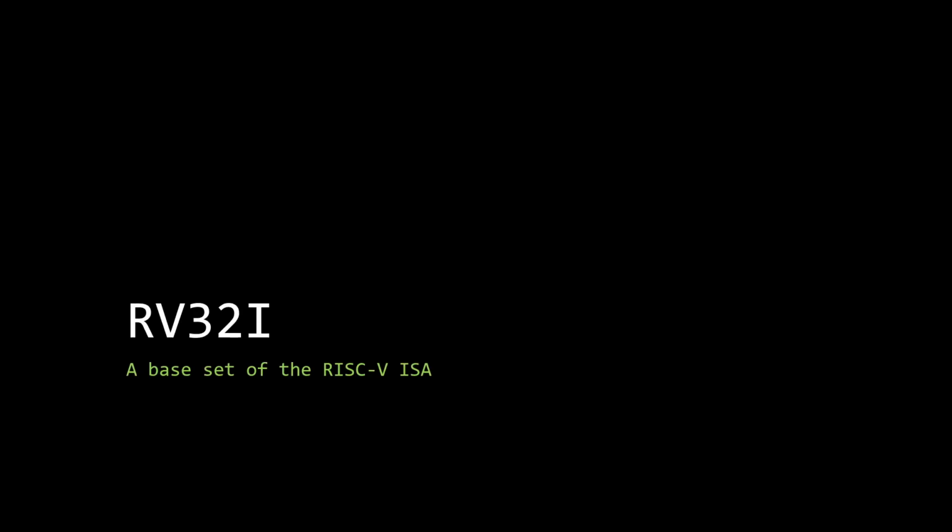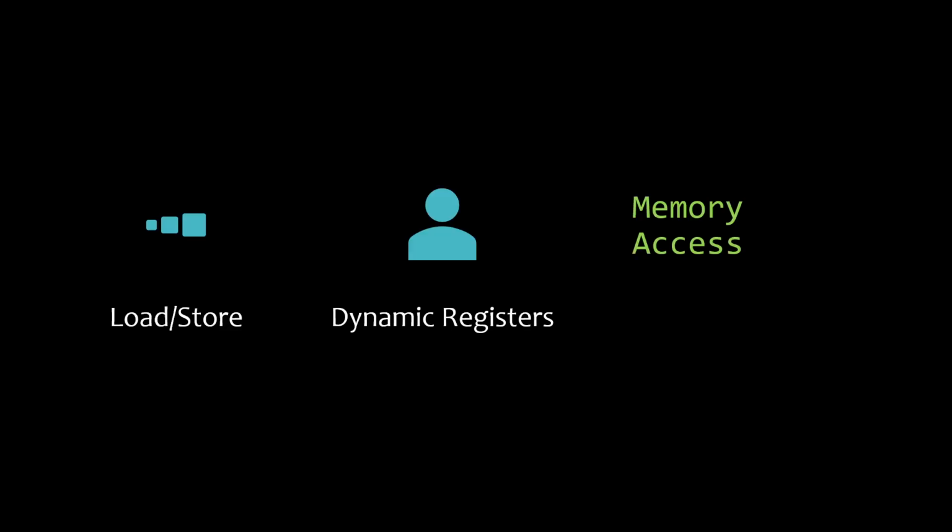So RV32I is one of the base sets for RISC-V, and this is the 32-bit integer instruction set architecture. It means it works for 32-bit machines, and it is integer addition and subtraction, along with standard control operations and such. All you really have is the additional integer operations, and that's all this instruction set contains.